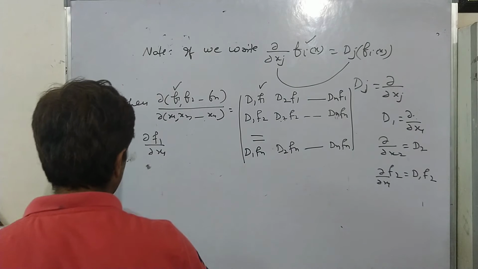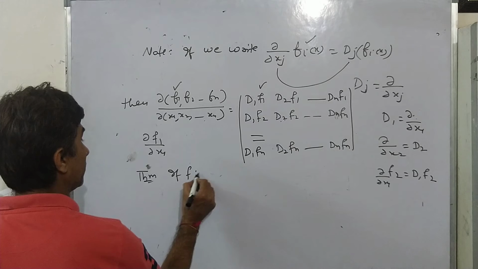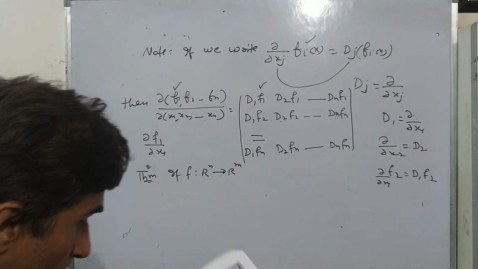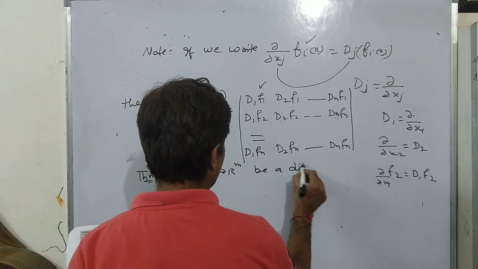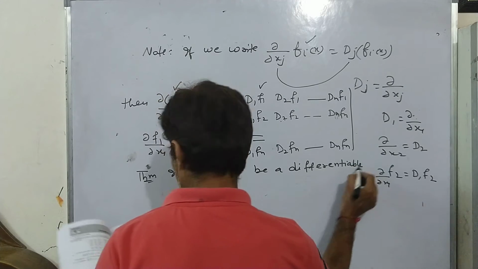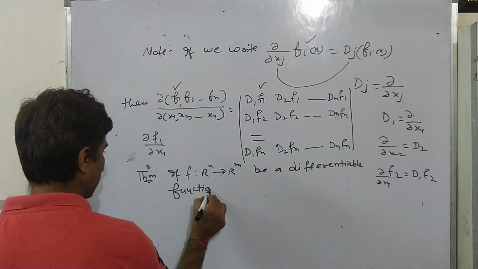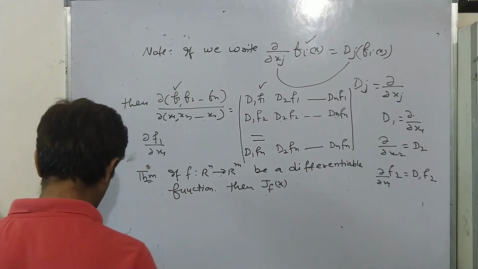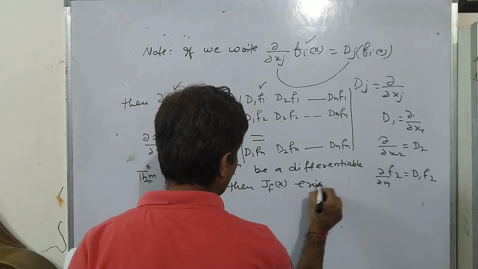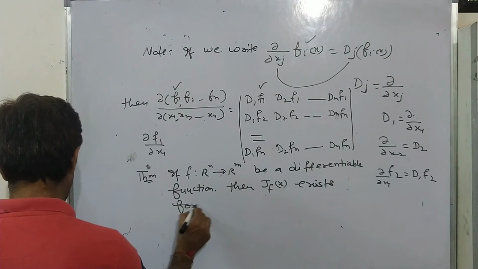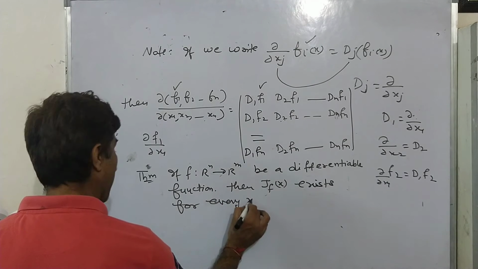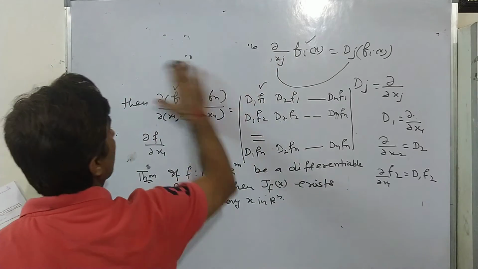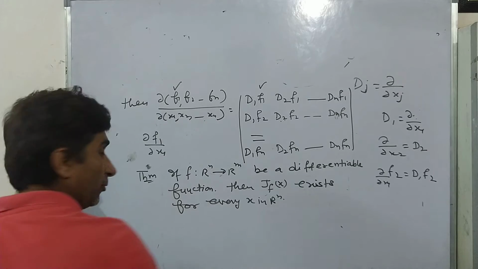Now we do the theorem. If f is a function from Rn to Rm, be a differentiable function, then the Jacobian of f with respect to x exists for every x in Rn, if f is a differentiable function.